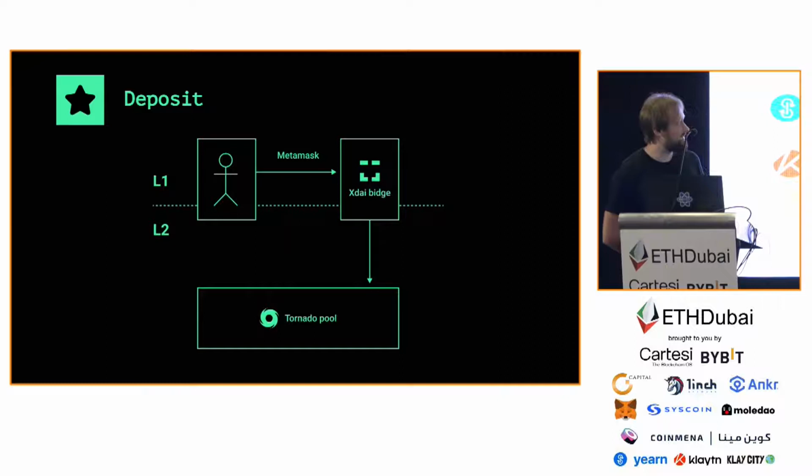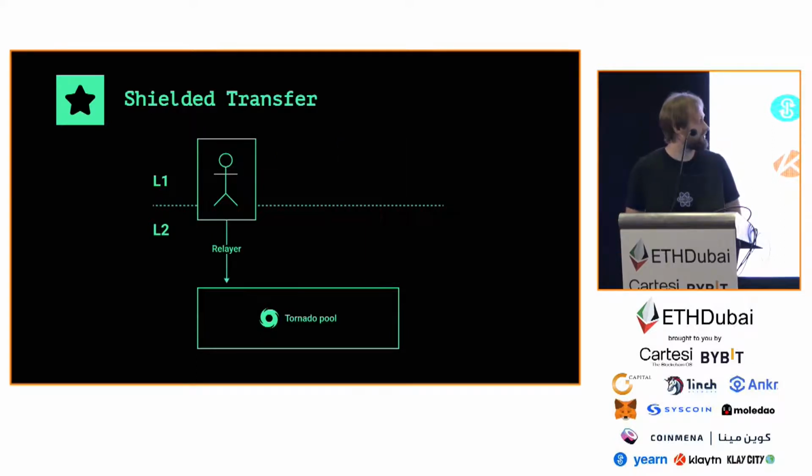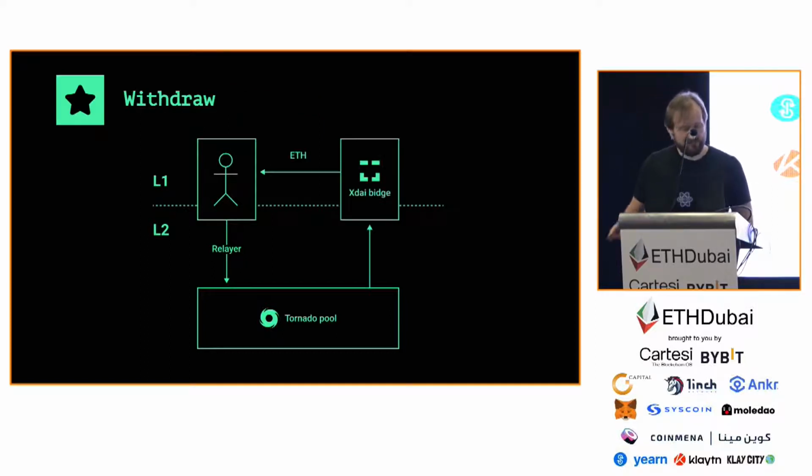So here's a simple explanation of how it works. When you deposit, you send the transaction with MetaMask to the XDAI bridge. It will transfer funds to Gnosis chain and then put them in the Tornado pool. When you do a shielded transfer, it is done using a relayer. So you generate a snark proof, send it to the relayer, and the relayer will send the transaction to Gnosis chain for you to preserve the privacy. And when you withdraw, you also send the transaction through a relayer. Then the Tornado pool will send the funds to the XDAI bridge, and the XDAI bridge will send it to your target mainnet address.